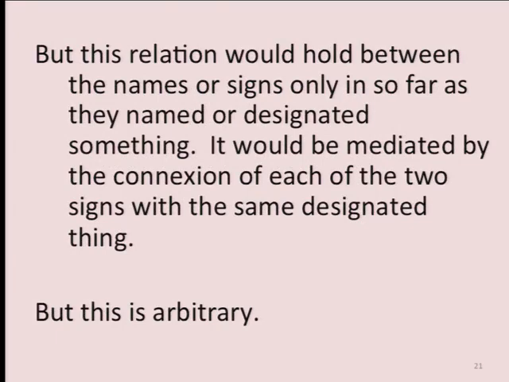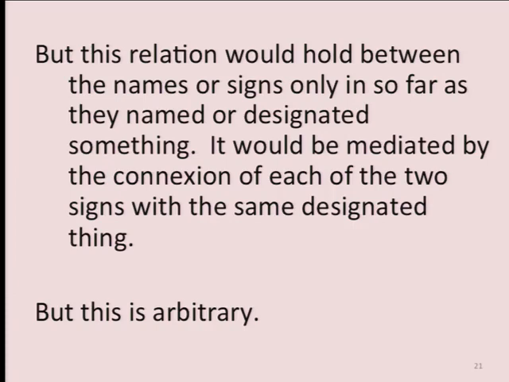He says this relation of identity would hold between the names or signs only insofar as they named or designated something. It would be mediated by the connection of each of the two signs with the same designated thing. So you get the sign Clark Kent and you get the sign Superman, and what you're saying is Clark Kent designates something, Superman designates something, and it's the same thing. And he says, but that's an arbitrary fact of language. What a sign designates is a matter of linguistic convention. It's conventional in the sense that the same sign could have designated something else.